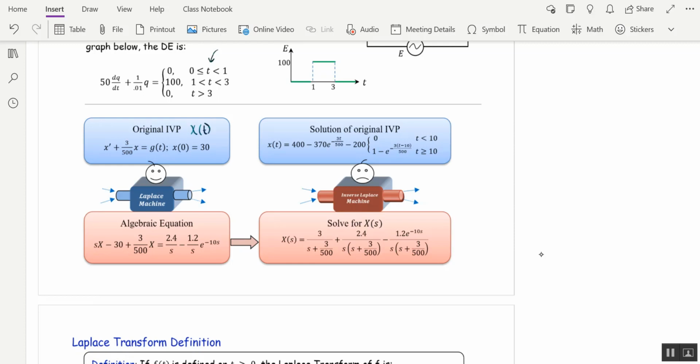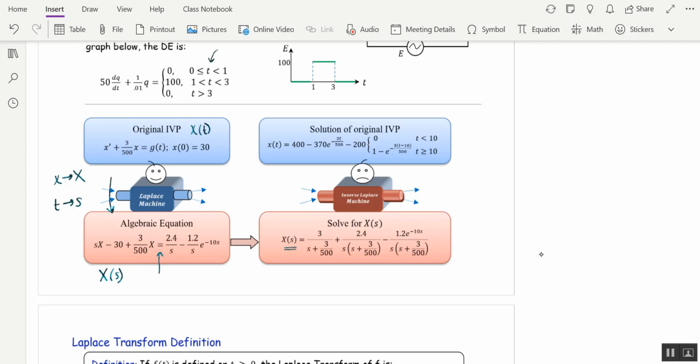What we do is we send that through the Laplace machine. And what happens is little x gets transformed to big X, and the variable t gets transformed to the variable s. So now, instead of little x of t, I have big X of s. And what I do is I solve this equation for big X. So this equation will involve, as you can see here, s's and big X's.